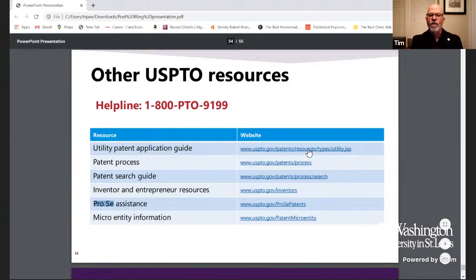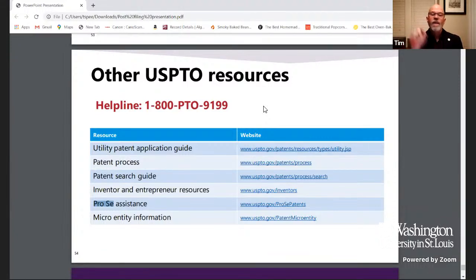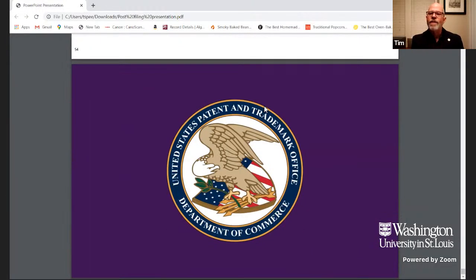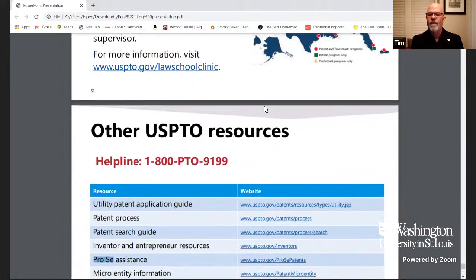So I urge you again to always start with uspto.gov. At the top in the search, if you have a question about a specific topic, just put that in the search bar and you will get resources. If you're unsure where to go, please call that 800 number and there will be people there eager to help you and give you whatever assistance we can. So that brings us to the end of the slide presentation.